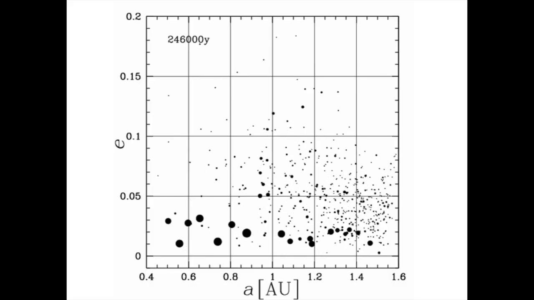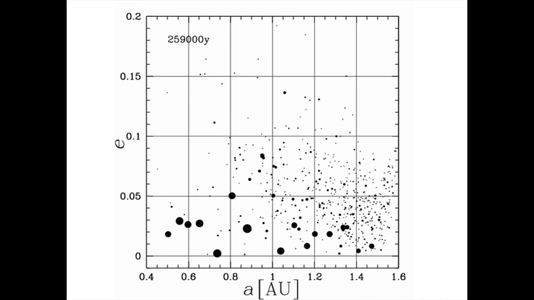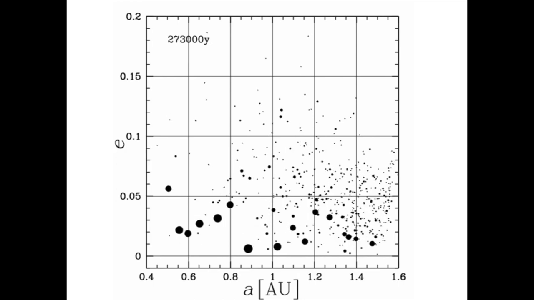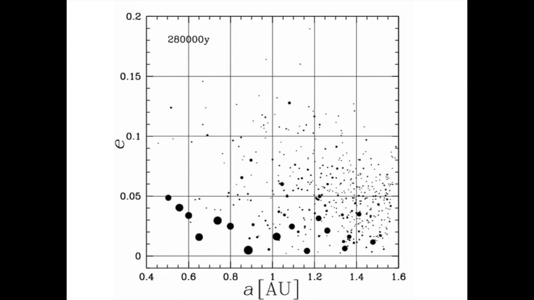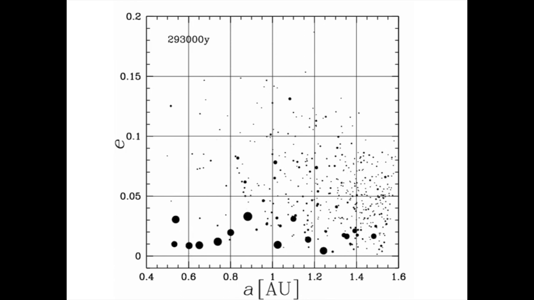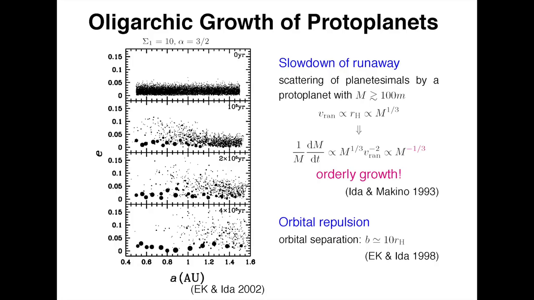So because of this slowdown of runaway growth, during this formation, two adjacent protoplanets scatter. By this gravitational scattering, they exchange angular momentum to expand their orbital separation. From numerical experiments, we now know the typical orbital separation at this stage is about 10 Hill radii. So at this stage, we cannot form four terrestrial planets, but maybe 15 Mars-sized embryos.